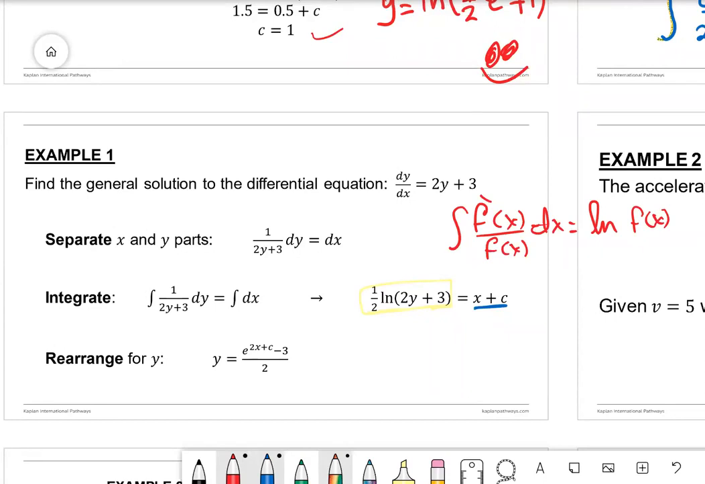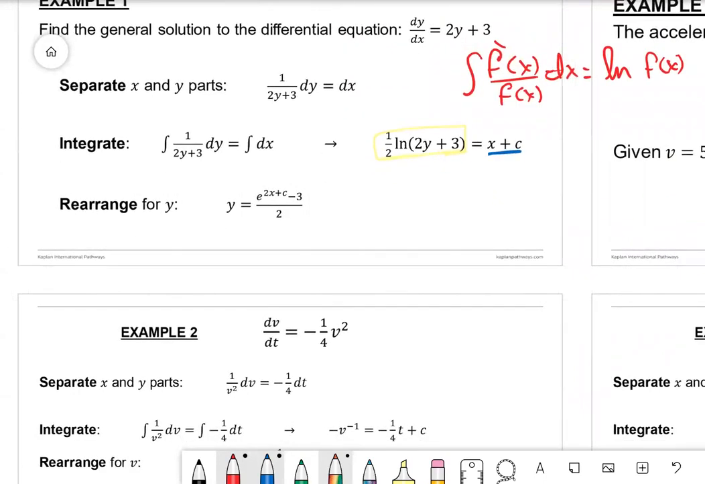So in this case here, we have 1 over 2y plus 3. What's the derivative of 2y plus 3? Anyone can answer me quickly? What's the derivative of 2y plus 3? 2. 2, yeah? So if we have 2 here, immediately we can say this is ln 2y plus 3. Yes? If we have the 2, but we don't have the 2.